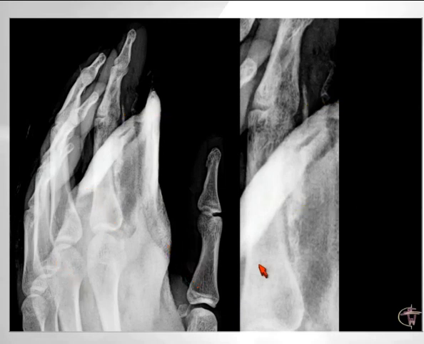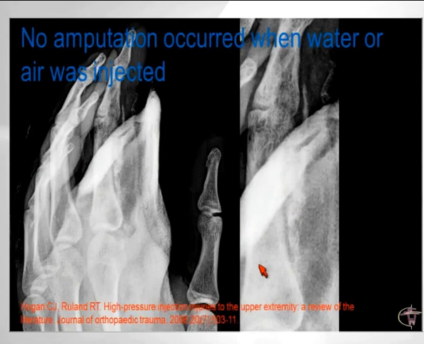Hogan and his colleagues have analyzed all the cases that have been described in the literature, I think from the 60s down to 2005, and they found whenever water or air are injected at high pressure, the amputation usually does not need to occur. Therefore, some authors have advocated that if water or air are injected, you can treat those injuries expectantly.